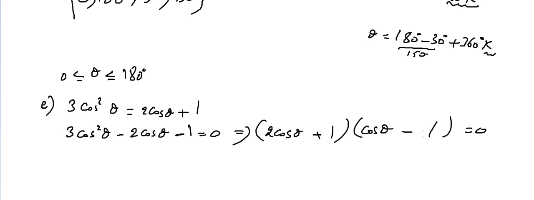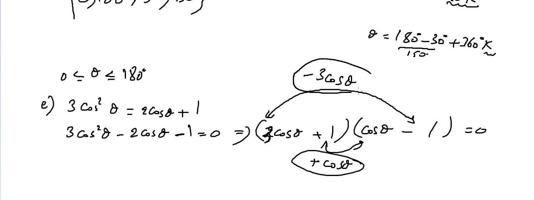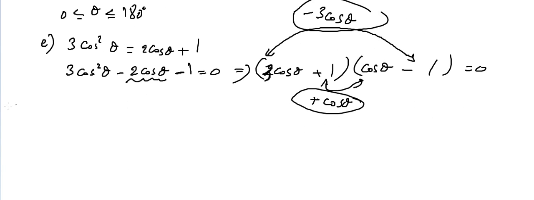How do we know that this is correct? We multiply the extremes, and they give minus 3 cosine theta, and we multiply the means, and they give a product, cosine theta plus cosine theta. And if we add these two values, we get minus 2 cosine theta, so it's true. So this is the factorization.